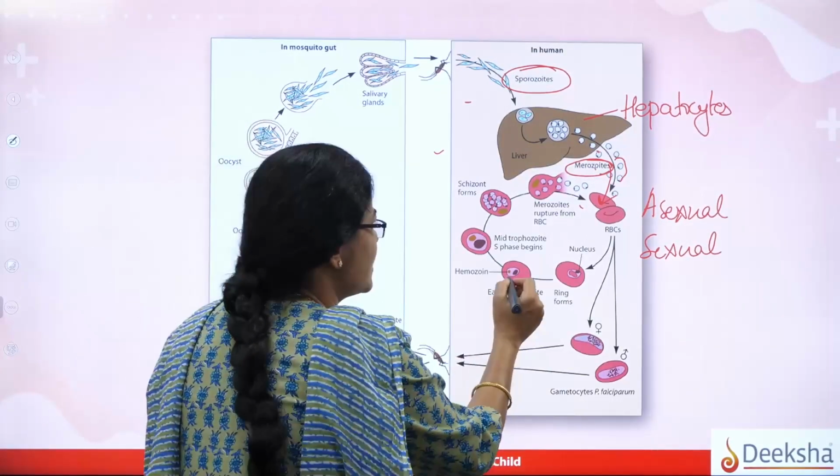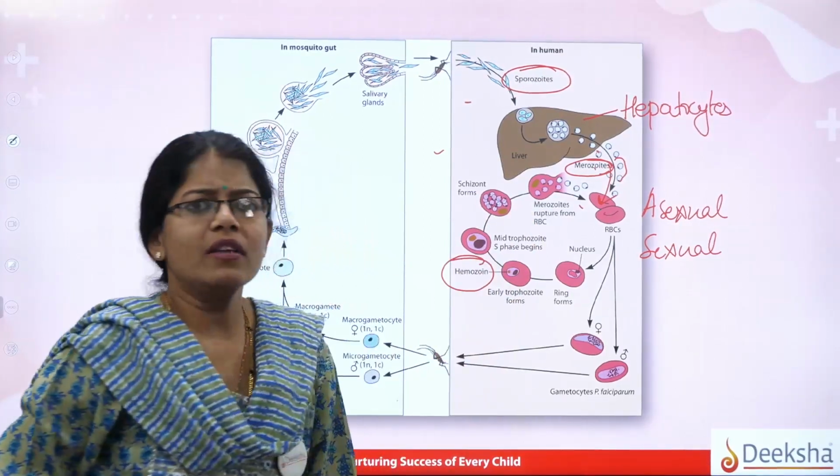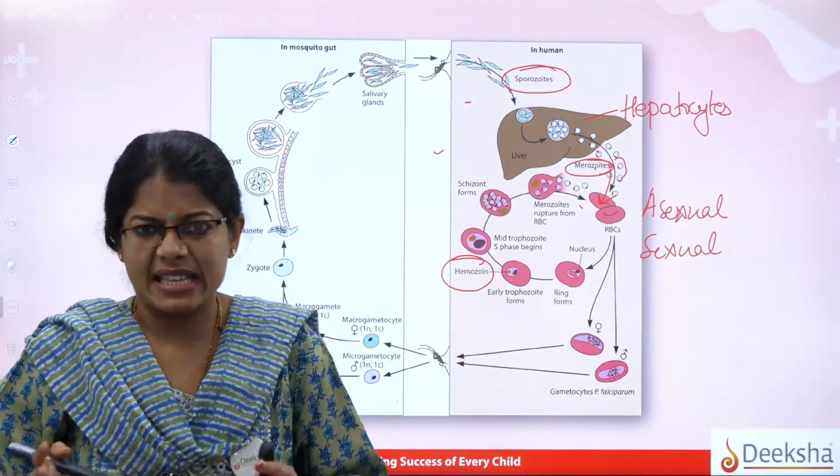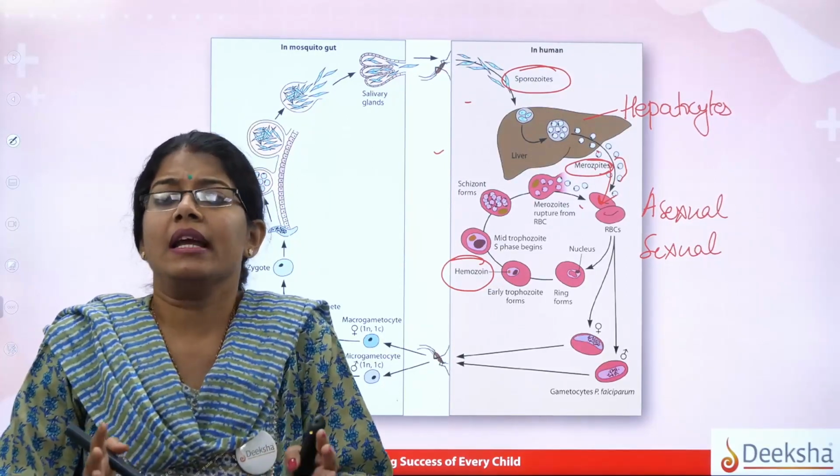Once the RBCs are ruptured, you will find that a compound called hemozoin is released. You know what this hemozoin is going to do? It causes the main symptoms of malarial fever.